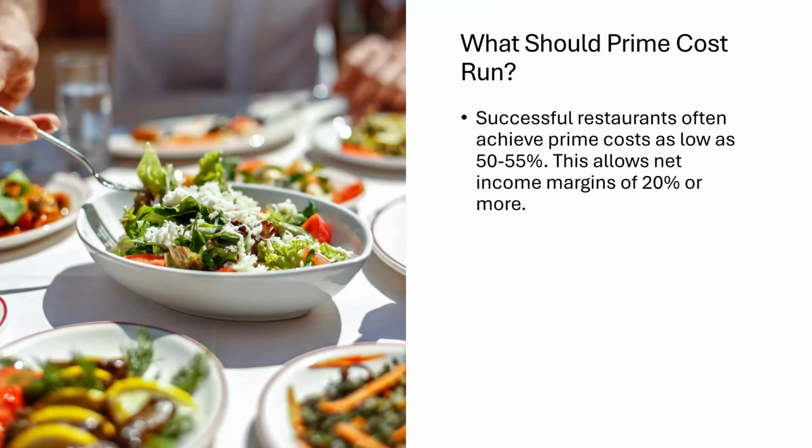So when we're talking about what it should be as a maximum, what does it look like when we're operating really well? Successful restaurants often achieve prime cost as low, believe it or not, as between 50 and 55%, right? So this allows net income margins of 20% or more. So again, out of every dollar, we're making at least 20 cents on the dollar as far as profit. Again, we're talking profit or income here. So that's extremely good, especially in the restaurant industry.